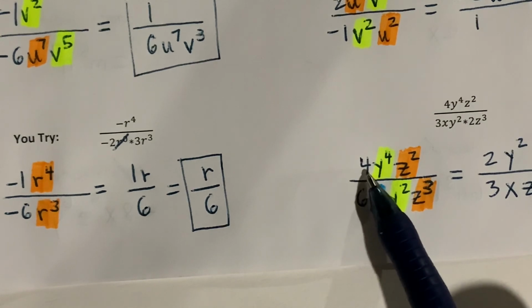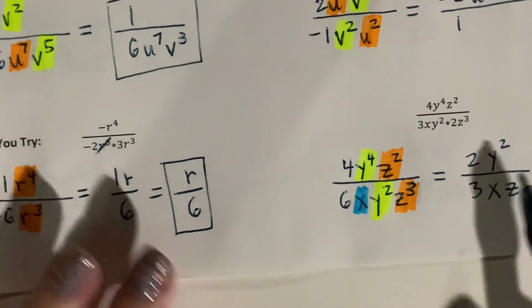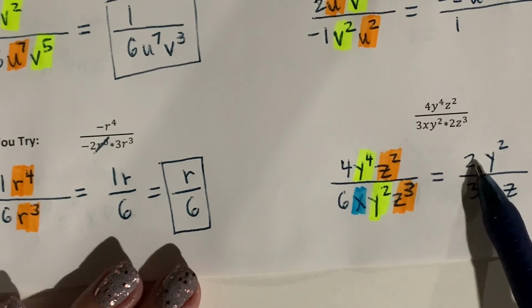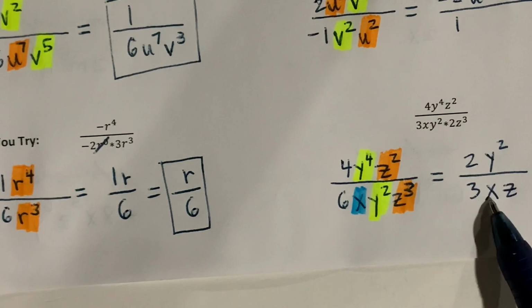Notice right here I did simplify 4 over 6. That's a fraction that can definitely be reduced. So 4 over 6 simplifies to 2 over 3. So I have 2y squared divided by 3xz.